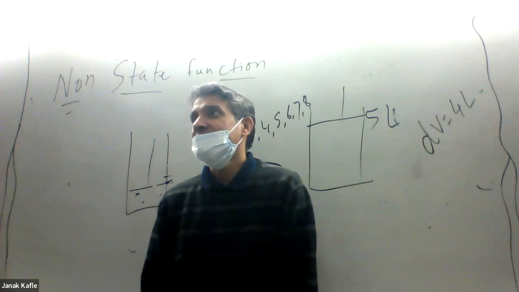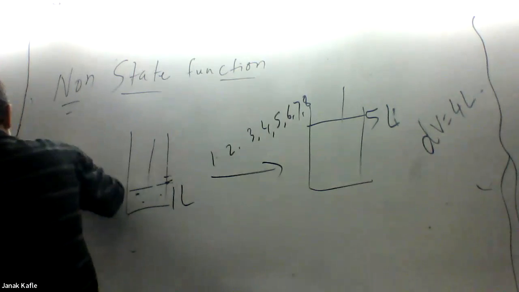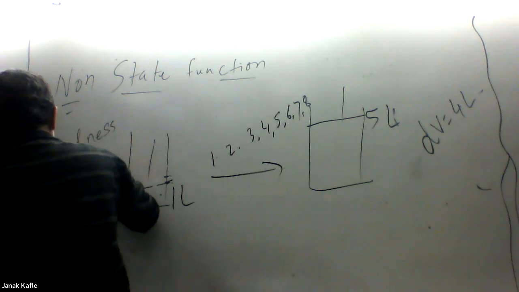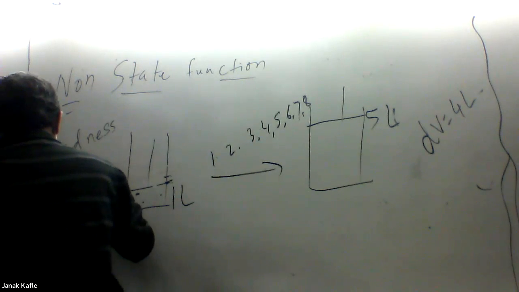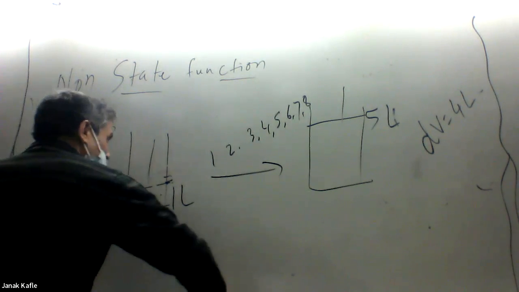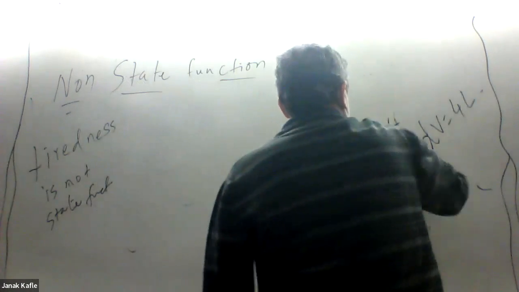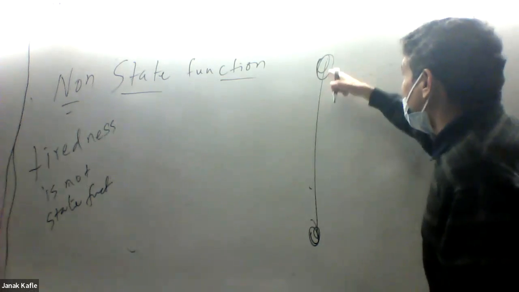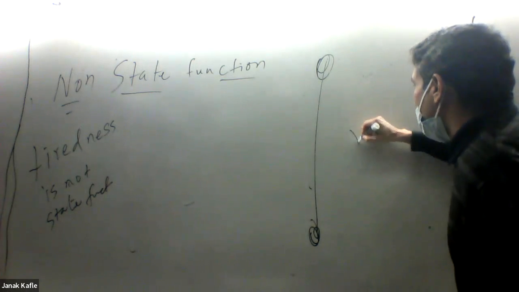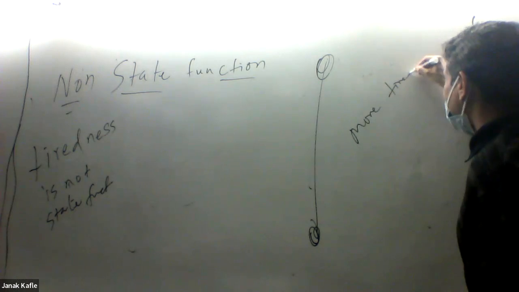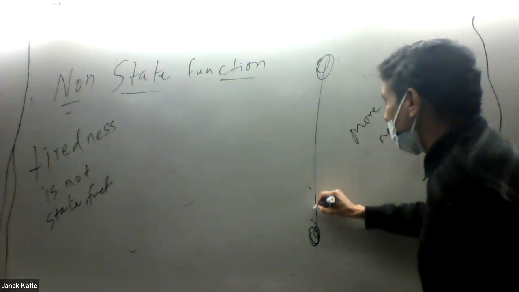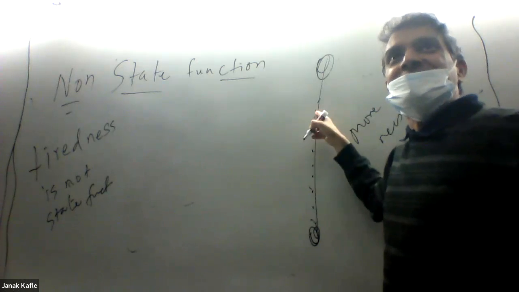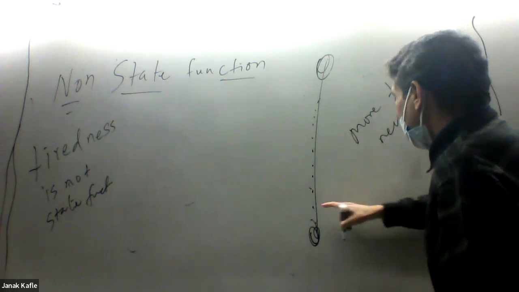Make sense? Tiredness, T-I-R-E-D, is not a state function. Why? Because you go from here to that uphill apartment. If you really go too fast, you get more tiredness. If you just walk slowly in many steps, but you are still going from one state to another state, right? Your tiredness will be less there.